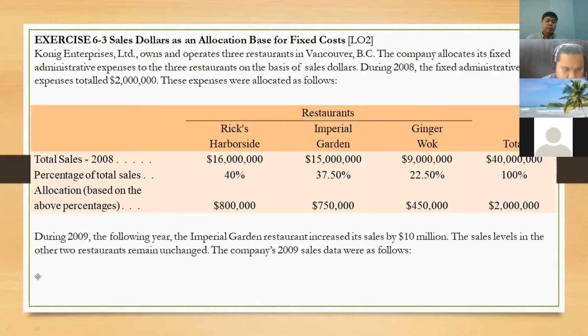Exercise 63: sales dollars as an allocation base for fixed cost. Koenig Enterprises Limited owns and operates 3 restaurants in Vancouver. The company allocates its fixed administrative expenses to the 3 restaurants on the basis of sales dollars. During 2008, the fixed administrative expenses totaled $2 million. These expenses were allocated as follows.